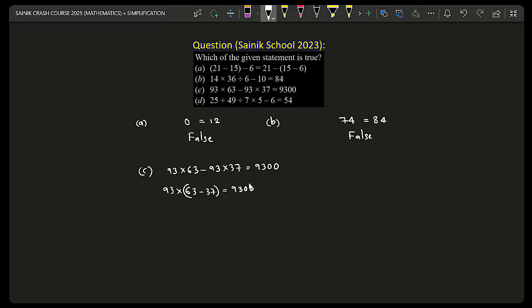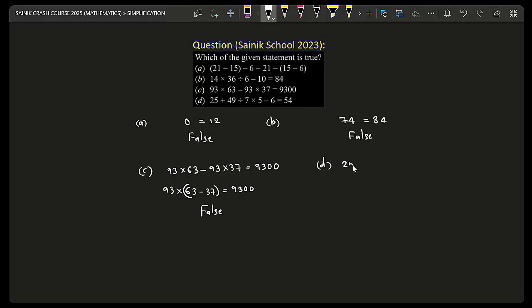We can check like this. 93 multiplied by which number will give you 9300? 100. But definitely 63 minus 37 is not giving 100, right? Instead of minus, if you have plus, that would be correct, right? Yes, sir. Here only we can say it is false, because 93 into some number other than 100 won't be 9300. False.